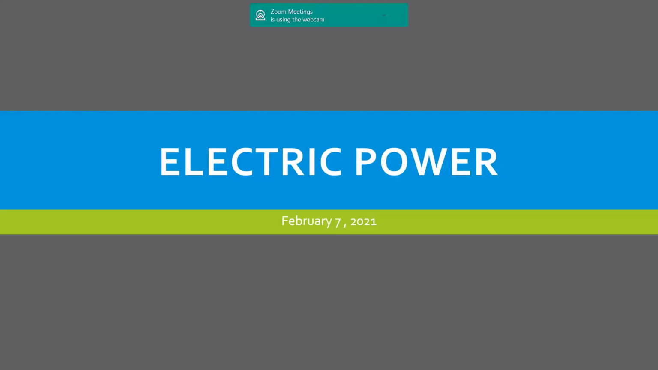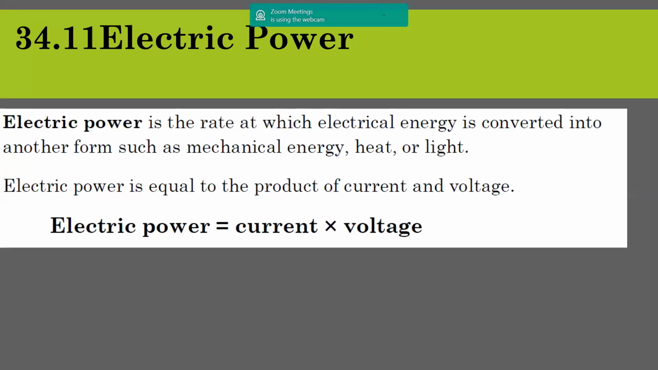Now, today we are talking about electrical power. What is electrical power and what is the formula that we have to use to find it? The electrical power is the rate at which electrical energy is converted into another form, such as mechanical energy, heat, or light. So the electrical power is a rate at which the electrical energy is converted.